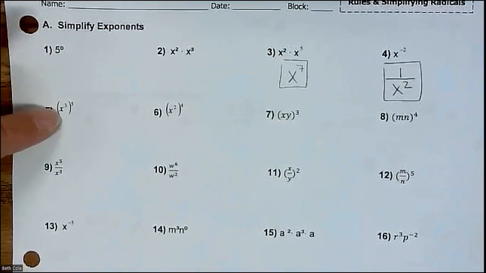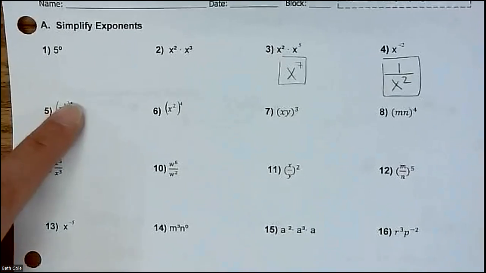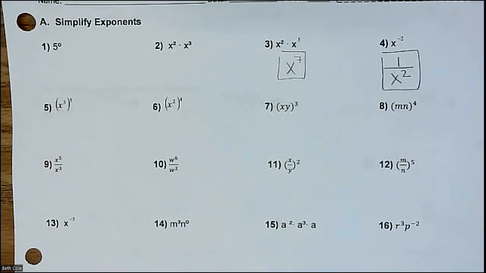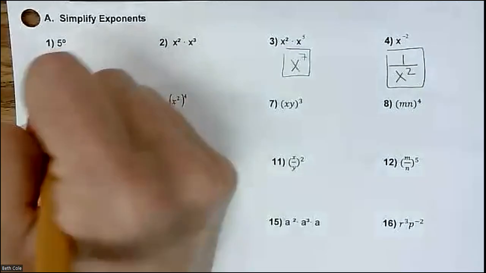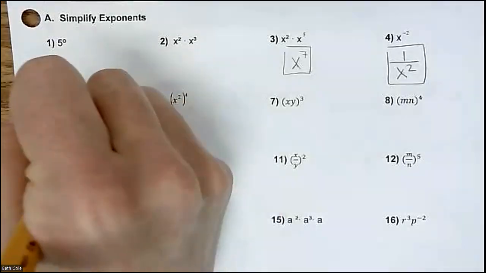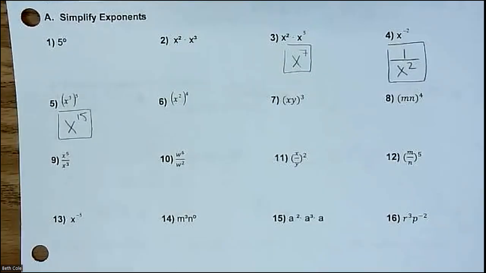And then let's look at number 5. Do you see how that is a power to another power? All right, power to another power means you're going to multiply. So all you have to do is put x and then multiply 3 times 5 will be 15. These are basically just memorize the rules and then follow them. That is really all that is.